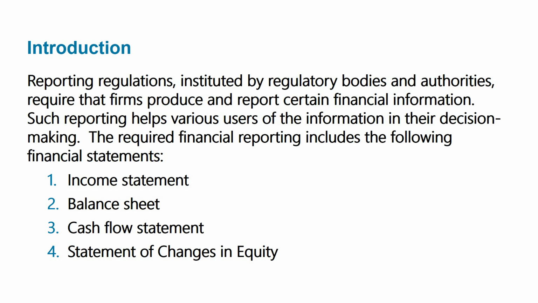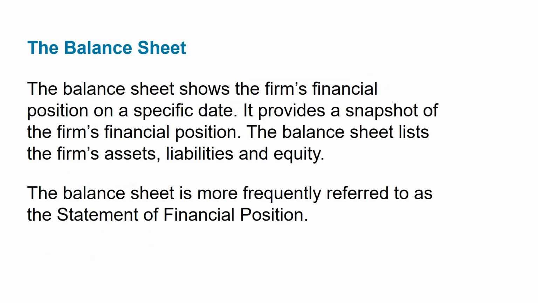The required financial reporting includes the following financial statements: income statement, balance sheet, cash flow statement, and statement of changes in equity. The balance sheet shows the firm's financial position on a specific date. It provides a snapshot of the firm's financial position. The balance sheet will list the firm's assets, liabilities, and equity. The balance sheet is more commonly called the statement of financial position.